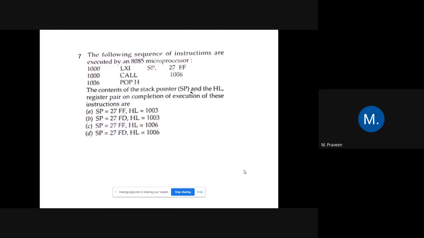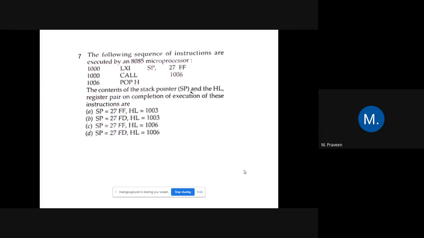So let's move on to the 7th question. The following sequence of instructions is executed by an 8085 microprocessor. 3 instructions are given: LXI SP, 27FF. Then the second instruction is CALL 1006, and at address 1006 we have POP H. Then we have to find what the stack pointer and HL values are after the 3 instructions. 4 options are given: A, B, C, D.